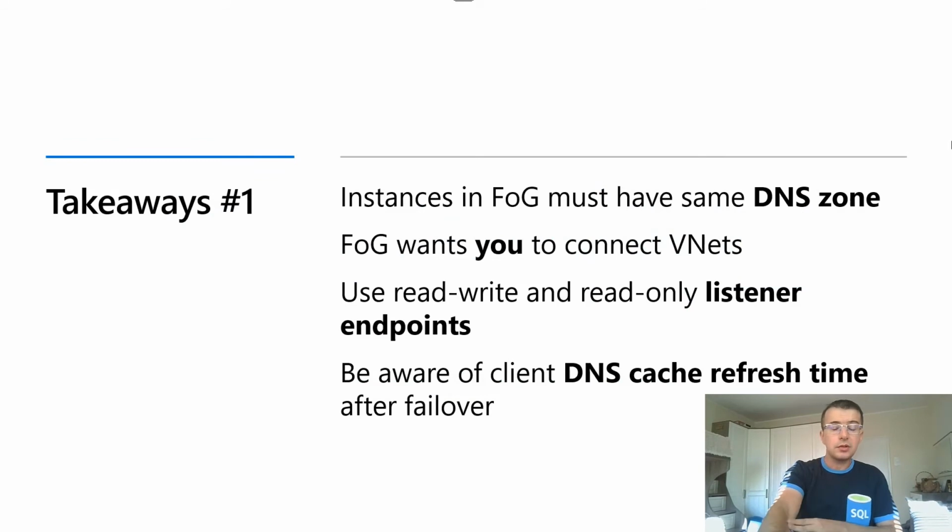So let's pause for a moment here and do a quick recap. What we learned so far: instances in a failover group must have the same DNS zone. You are the one creating the connection, establishing the connection channel between the VNets for a failover group to work for managed instance. Instead of using fully qualified domain names of your current primary and secondary instance, it's strongly suggested to use listener endpoints. And of course, be aware of the client DNS cache refresh time involved for the existing pooled connections.